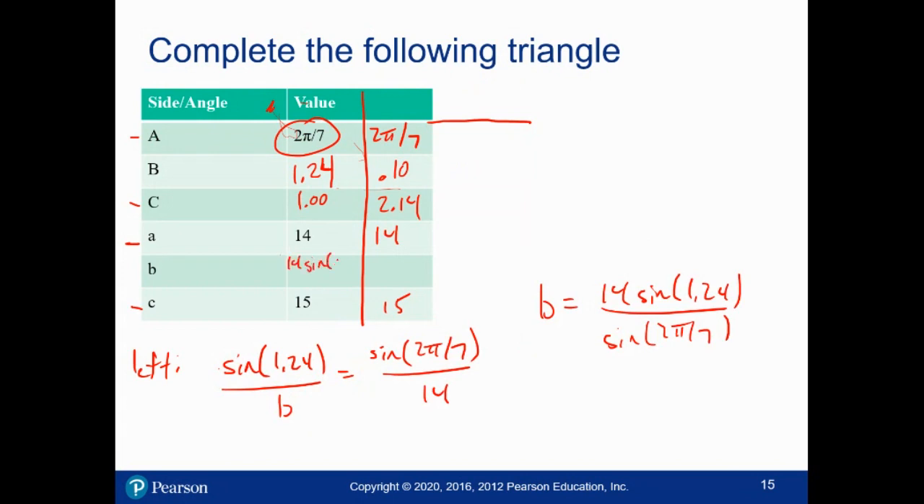14 times the sine of 1.24 radians over the sine of 2 pi over 7. The only thing that will change in the other case is that it's not going to be 1.24 radians in the numerator. It's going to be 14 times the sine of 0.10 radians in the numerator over the sine of 2 pi over 7. Great. Two possible solutions, as sometimes happens with an SSA triangle.